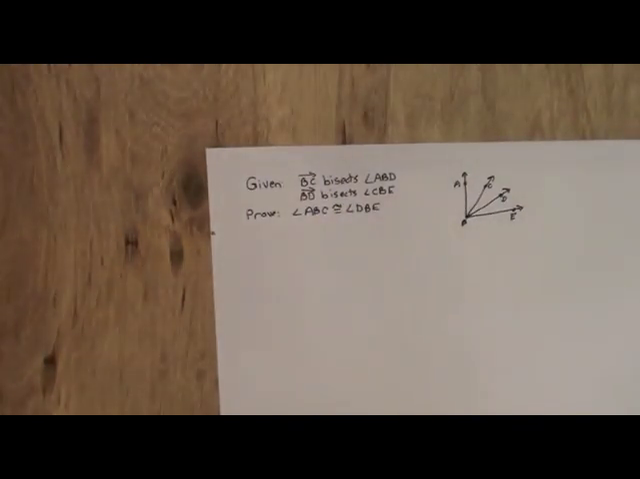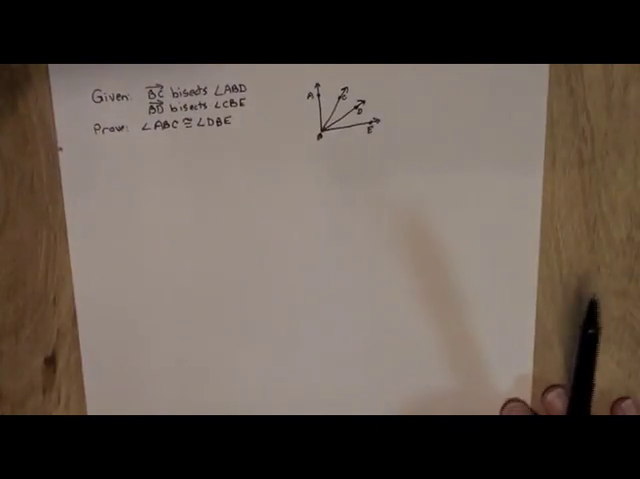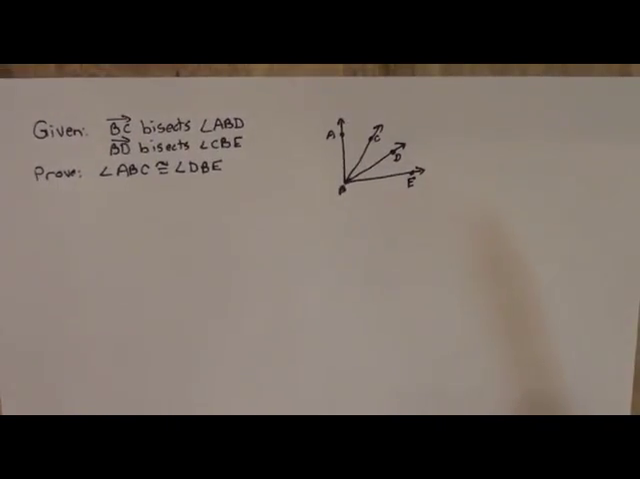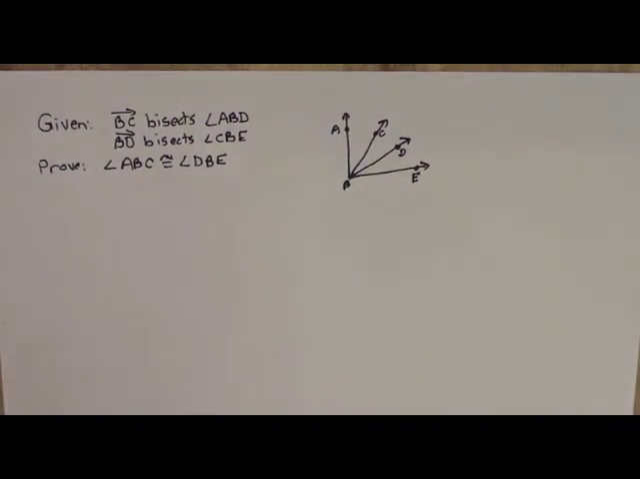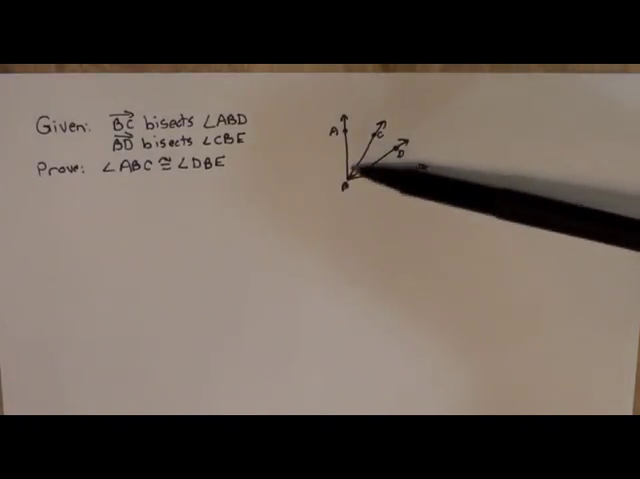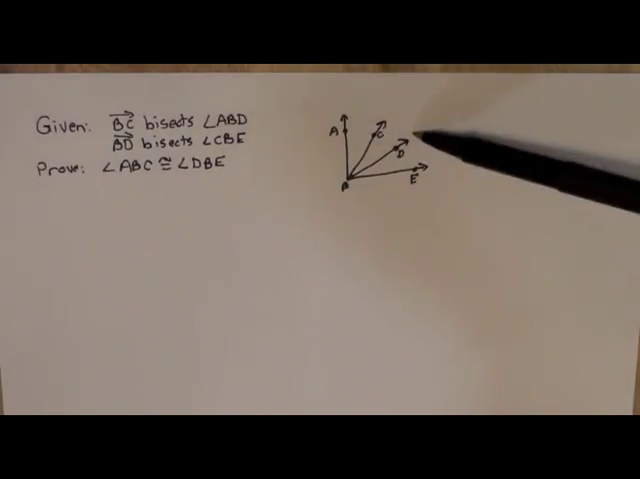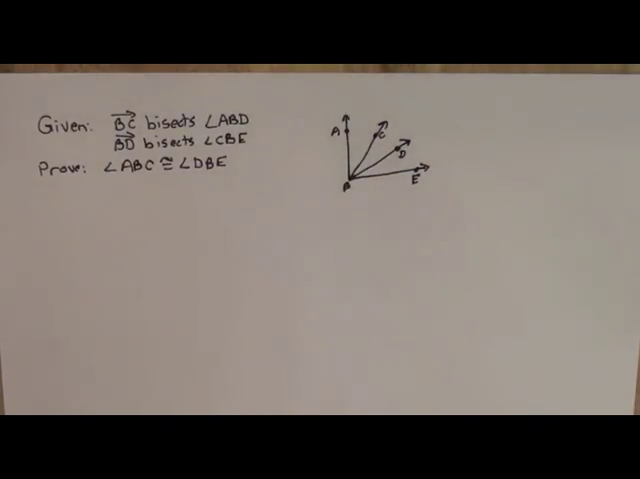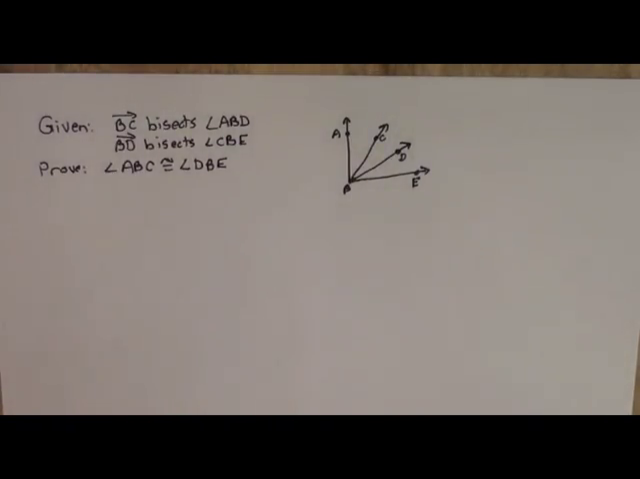Let's try another proof. Here's a good one. We have angle ABE with C and D coming off on the inside, so ABC, CBD, DBE. And we are given BC bisects angle ABD. Ray BD bisects angle CBE, and we're trying to prove that angle ABC is congruent to angle DBE. Let's again start with the two-column proof.